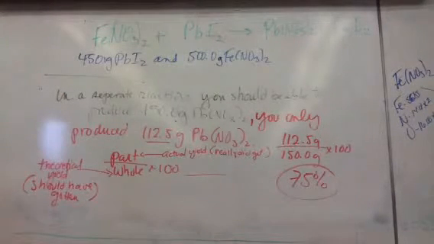So you know how to do that. You can identify in a problem which is the theoretical yield, the should have gotten, and which is the actual yield. So if it says you should be able to produce, or this reaction can produce, or this reaction will produce, those are all theoretical. When it says you recover, or you made, or you produced, that's the actual.